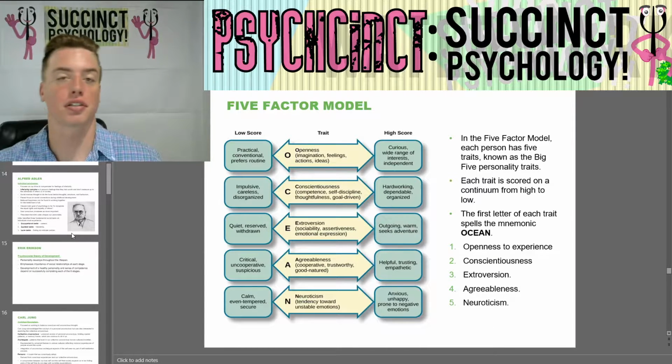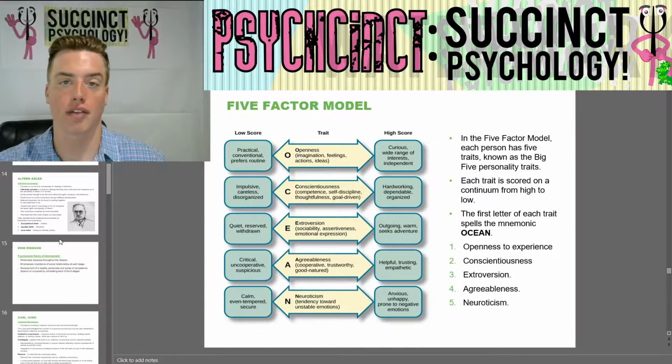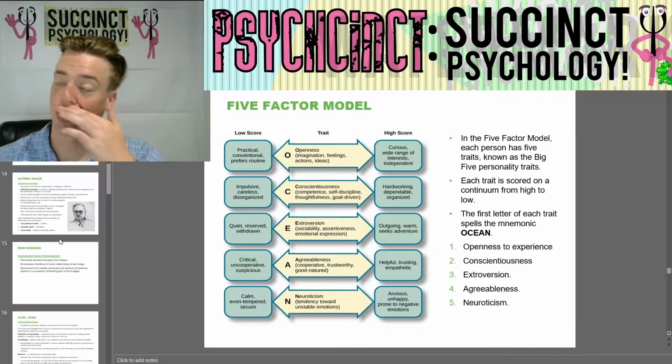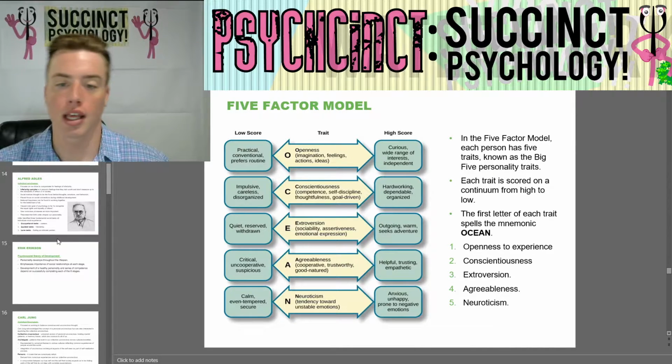I'm here at PsychSync, Sync Psychology, and today we are going to at least try to wrap up Chapter 11, Personality, from the OpenStax Online Psychology 2E textbook.